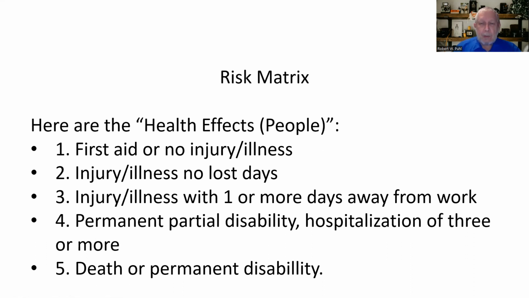Here are the health effects, which is people. First aid or no injury illness, injury illness with no lost days, injury illness with 1 or more days away from work, a permanent partial disability, hospitalization of 3 or more, death or permanent disability. Now, we've talked about what makes an accident OSHA recordable, but that's really not taken into account here, except of course if it was first aid or no injury illness, it wouldn't be OSHA recordable. So starting out with number 2 would probably be OSHA recordable, but it might not be. If it's 2, it might be a gray area, but everything else would certainly be.